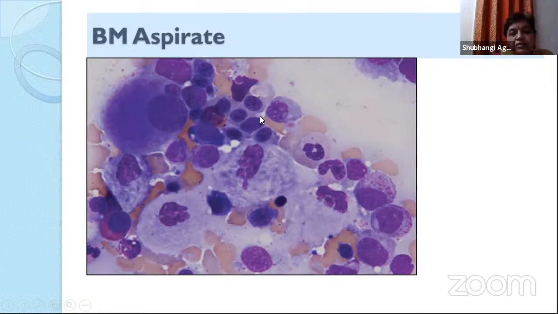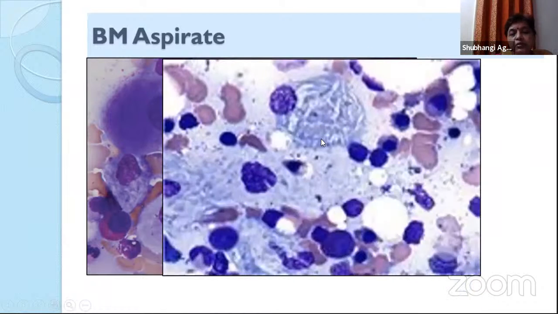These are the erythroid clusters. You have few myeloid cells here, and then you have these large cells in the bone marrow aspirate. These are large histiocytic cells with round to oval nuclei and abundant cytoplasm, and the cytoplasm is very peculiar, which can be appreciated in the high power view. The cytoplasm has a wrinkled tissue paper appearance, which is very characteristic of Gaucher cells.